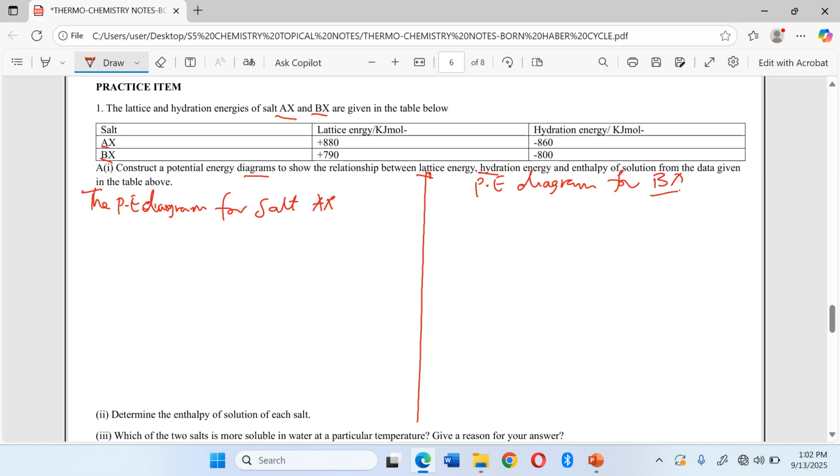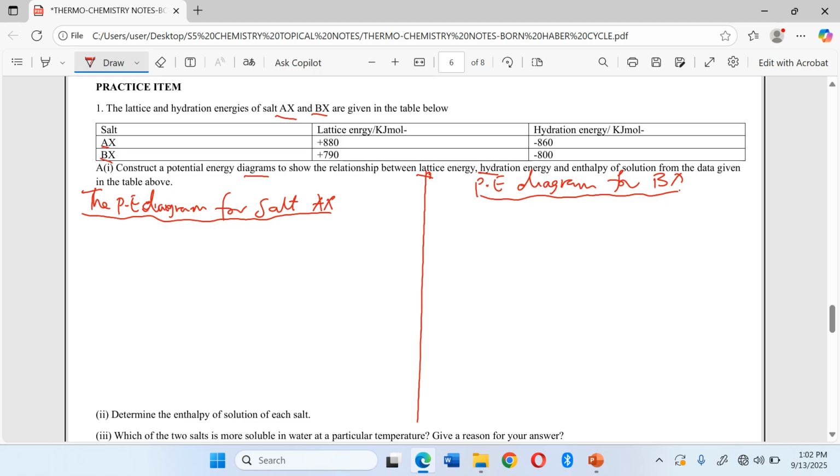Pay much attention, because this is our beginning of constructing potential energy diagrams. And also in our next session we shall look at Born-Haber cycles, potential energy diagrams, and the other method of cancellation method. All three methods, we shall be using them in our next session. In this session I've been introducing all of this work, and the next session this work is very important. That's why I said don't miss out our next session.